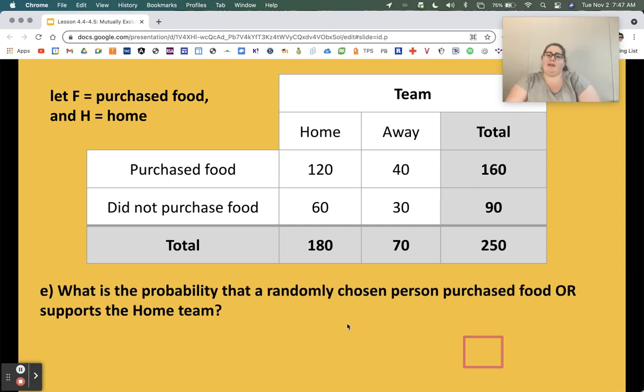Part E, what is the probability that a randomly chosen person purchases food or supports the home team? Again, when we talk about an "or" probability, we call this a union. In probability notation, we think of that as one or the other or both. So what we're really asking is what's the probability that a person purchased food only, or supported the home team only, or were both things. When I think about how I did "or" in the lesson that we did in class where we did the pig dice stuff, my basic rule for "or" is that I add.